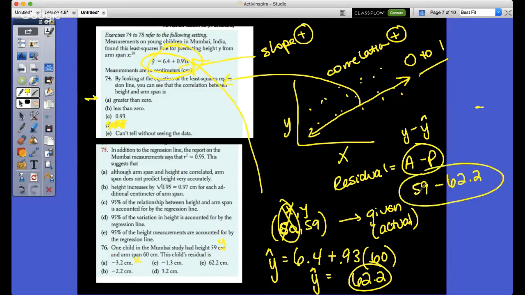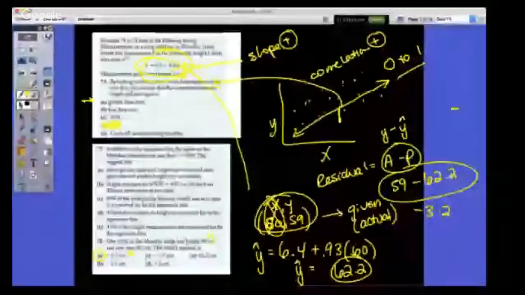And because 59 is less than my predicted, we would expect this to have a negative residual, and the point of my actual, this scatter plot point, would be below my least squares regression line, okay? Because it's got a negative residual. So this would be negative 3.2, which would be A, okay? Negative 3.2, which is A. Again, actual minus predicted is what we're looking at there, okay?